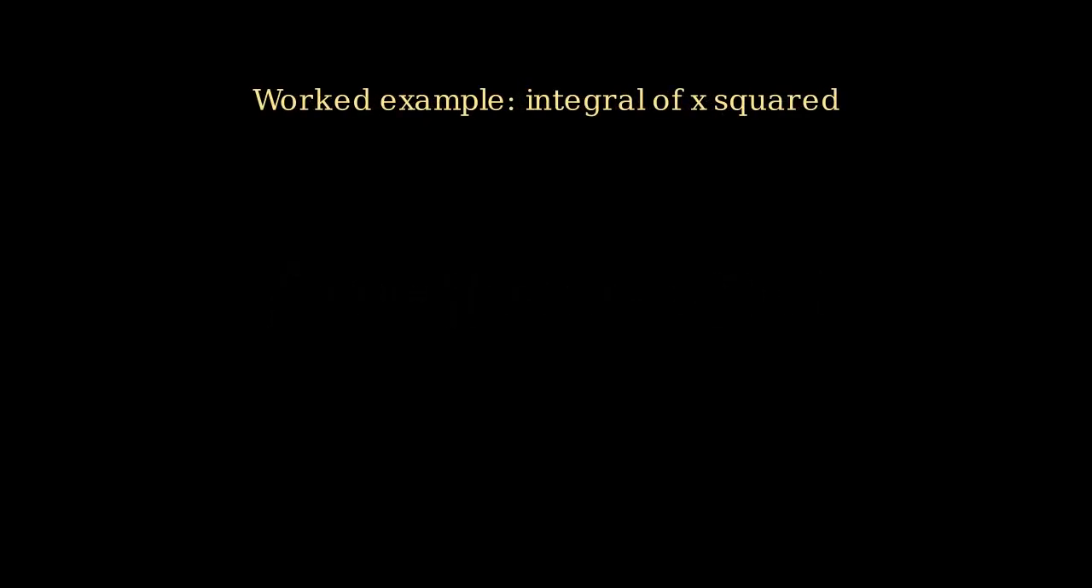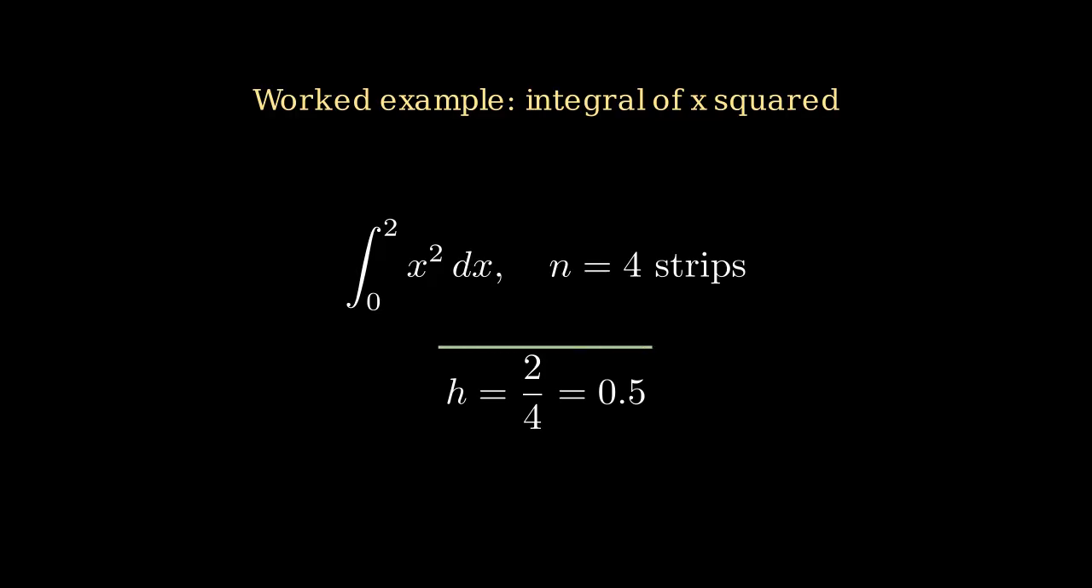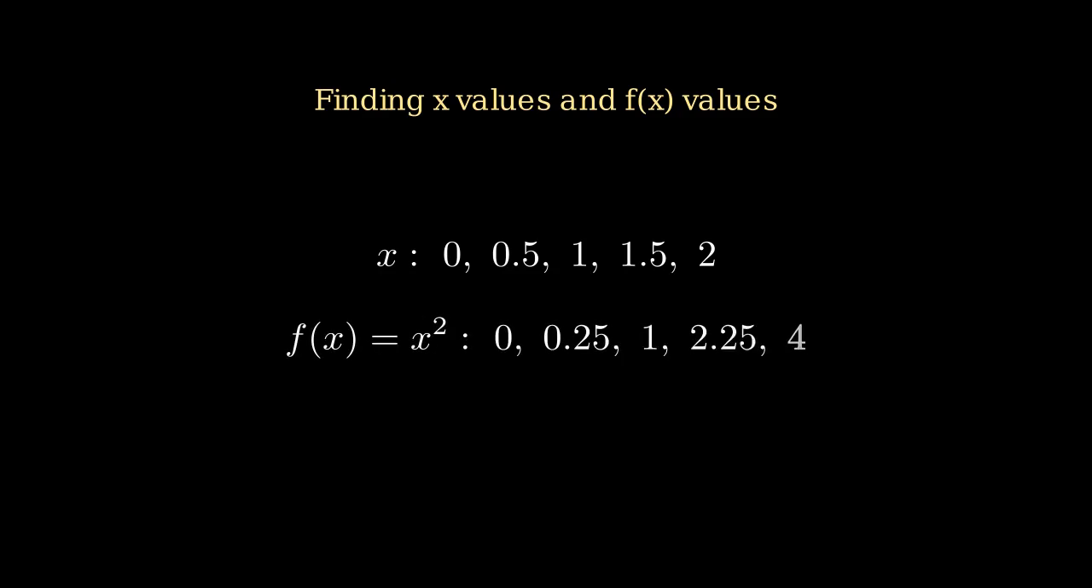We will estimate the integral of x squared from x equals 0 to x equals 2. We will use 4 strips, so the width of each strip, which we call h, is 2 divided by 4, which equals 0.5. Now we find the x values at the edges of each strip. They are 0, 0.5, 1, 1.5, and 2. At each of these x values, we work out f of x, which is x squared, giving us 0, 0.25, 1, 2.25, and 4.